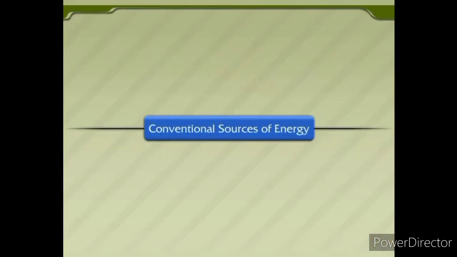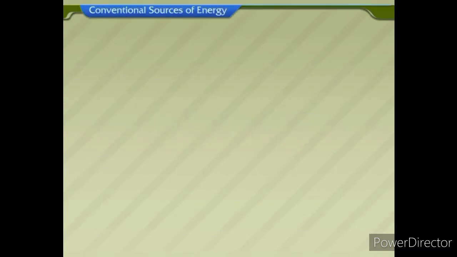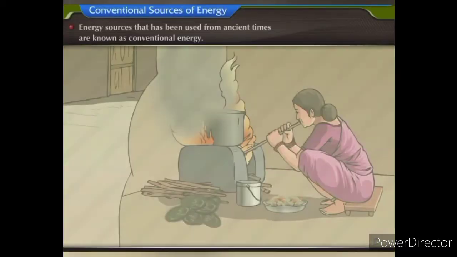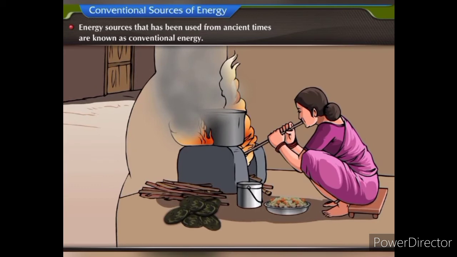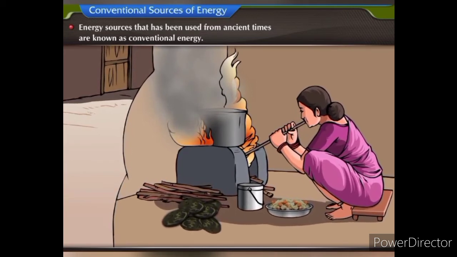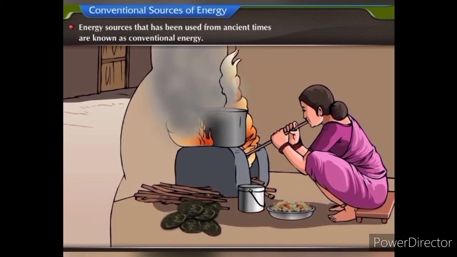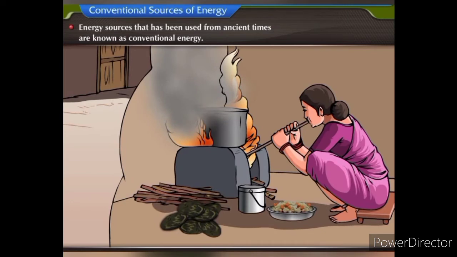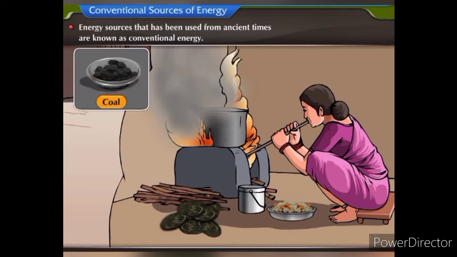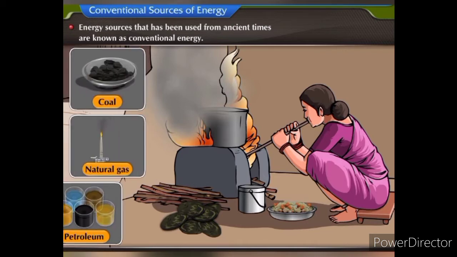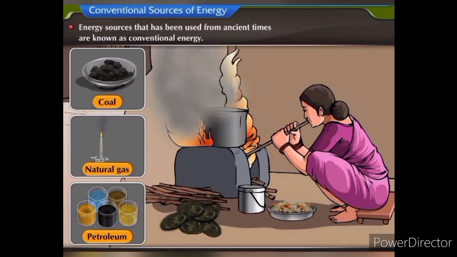Conventional sources of energy. Energy sources that have been used from ancient times are known as conventional energy. Conventional or traditional energy sources consist primarily of fossil fuels, for example, coal, natural gas, and petroleum. Let us study about them in detail.